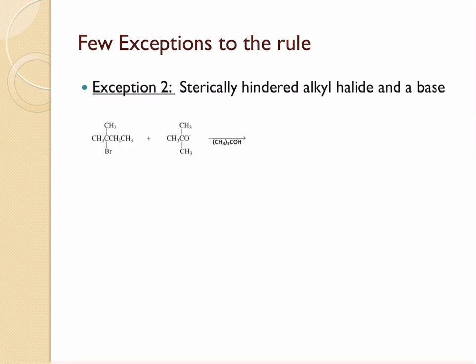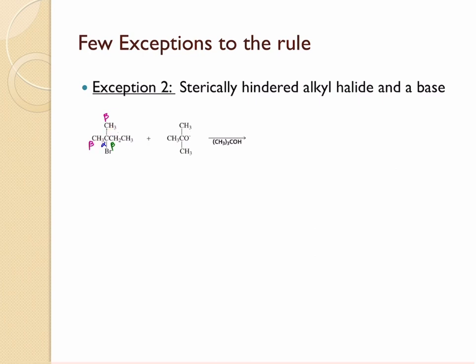Let's go on to exception 2. The second exception is when you have a sterically hindered alkyl halide and a base. Now let's take a look into this reaction. Here you have a tertiary alkyl halide which is sterically hindered, and you also have a bulky base. If you go and find the beta carbon, this is our alpha carbon, and we have two different types of beta carbons here. This is one type of beta carbon, and this one is another type of beta carbon, while these two beta carbons are exactly the same. So abstracting any one of these hydrogens should give you exactly the same product.